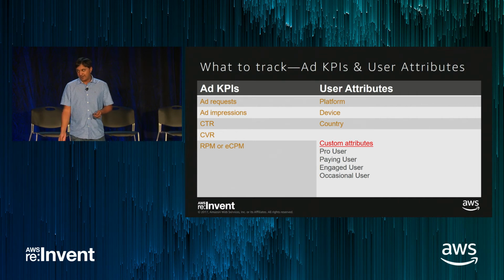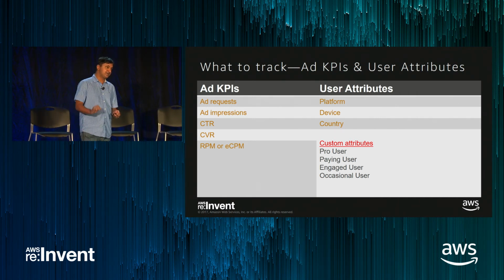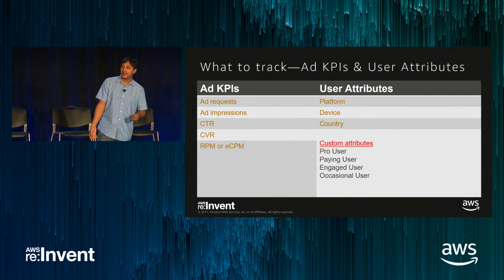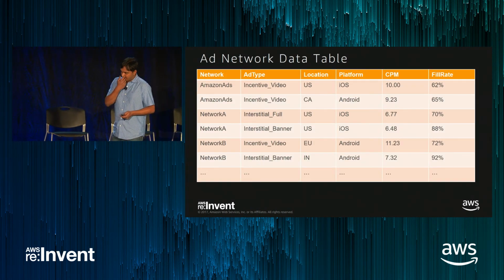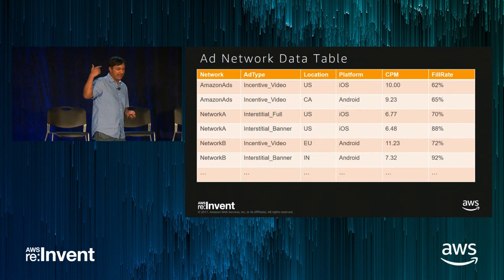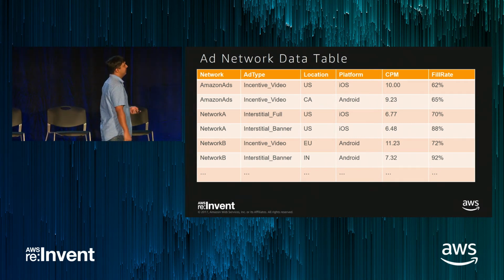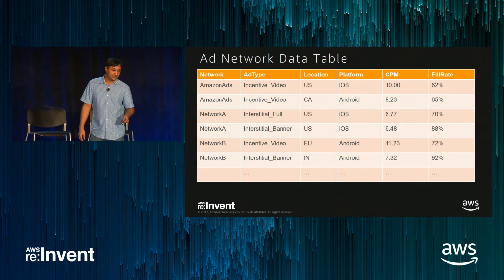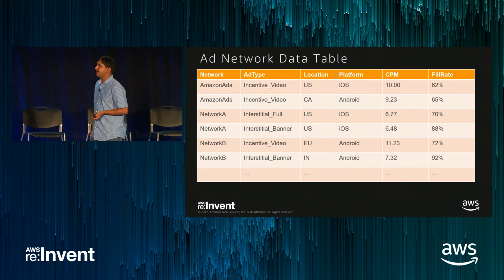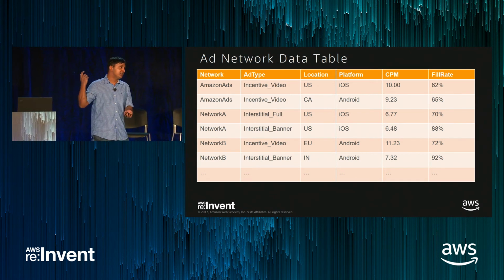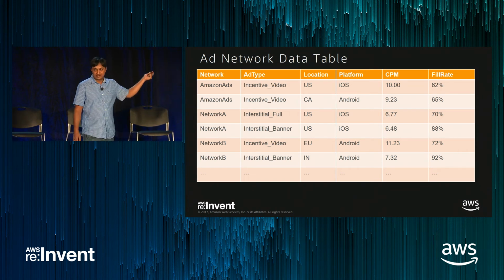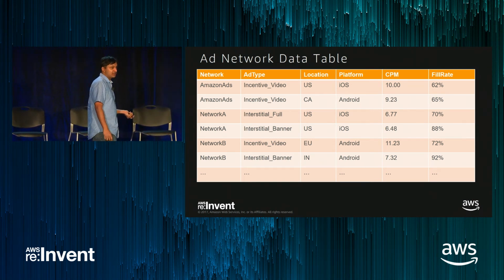So let's see what an implementation might look like. So let's first sketch the mental model of what we're going to do, and then see what an example implementation of that might look like on AWS. As we discussed, the first thing you're doing is getting all of that CPM and fill rate data from the various ad networks. Maybe it looks something like this, where you're getting Amazon ads, you're getting incentivized video from Amazon. You have locations like US and Canada, you're capturing the platform, and then you get CPM and fill rate. So you go do the same thing for all of these other networks. Now, the way you get this data, as I mentioned, is through APIs that these ad networks provide.